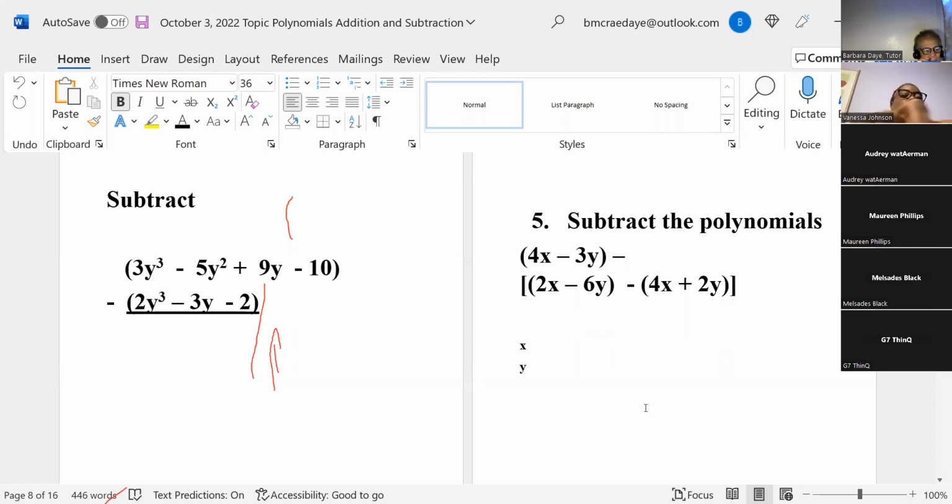All right, so you have x and y. You can combine x's, you can combine y's, and you've got your coefficients. So do your parentheses first. Remember, the minus here applies to everything in the parentheses. So do that first and then combine what's in those two parentheses. Anybody got a question on what I just said?